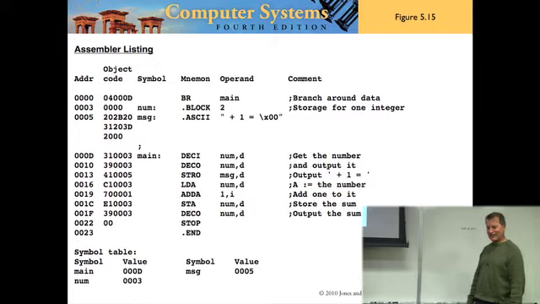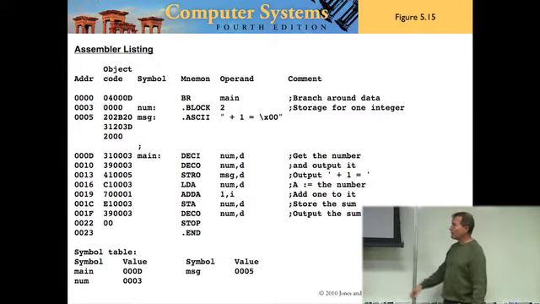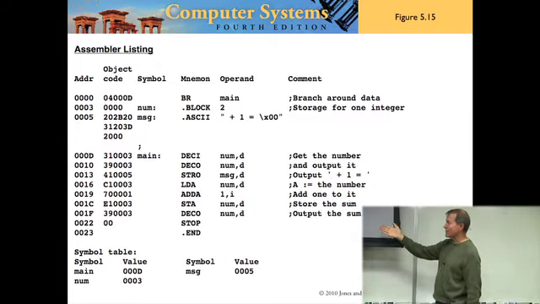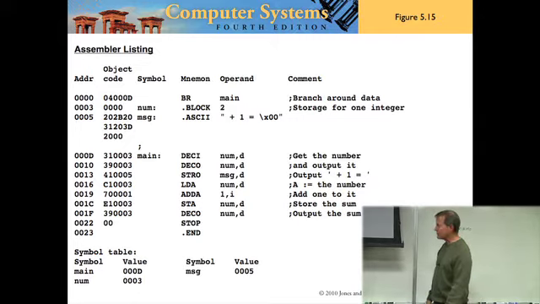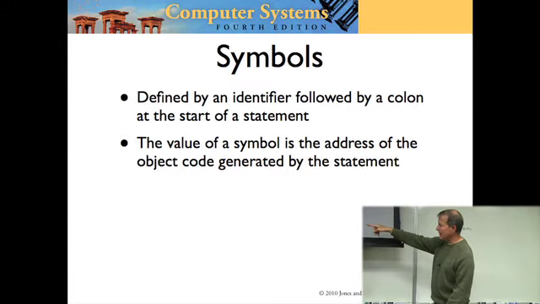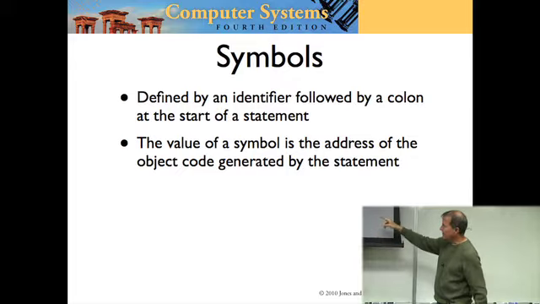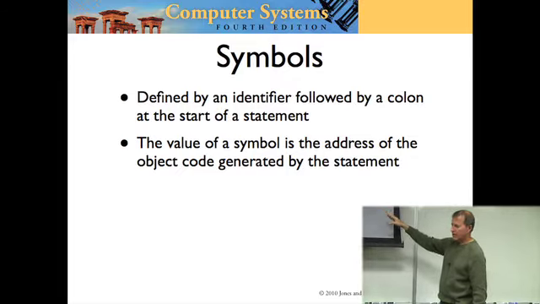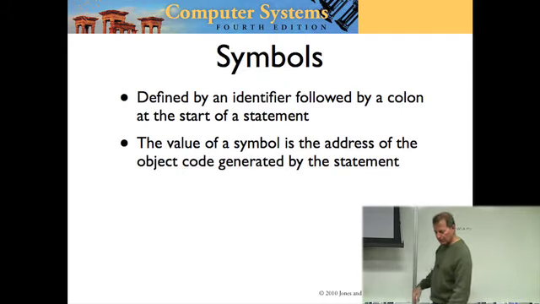I thought you'd like it. And so if you look at the object code, it's the exact same object code as before. Only thing now is we have this advantage of symbols. And so the main idea here is, what is the value of a symbol? The value of a symbol is the what? Address. It's the address of the object code generated by the statement. That's what the value of a symbol is. Which statement? Well, the statement that you put it in front of.